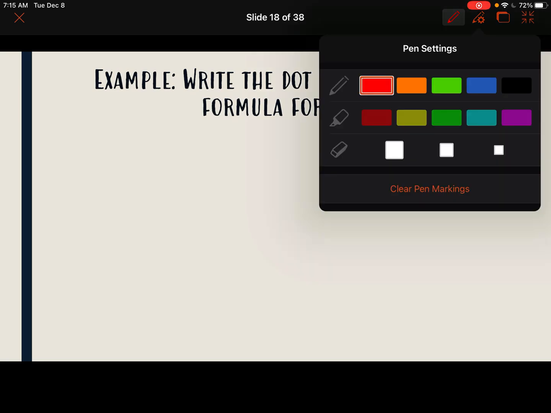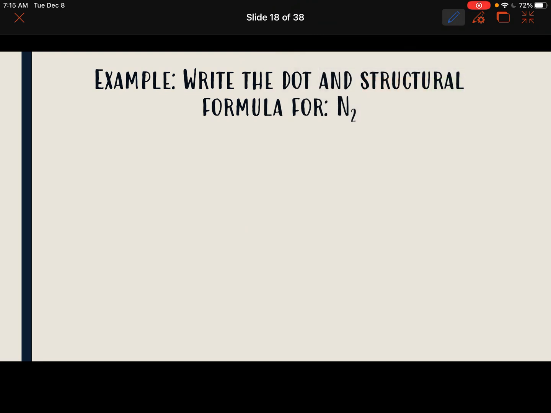Now here we have N2, so we need to determine the valence electrons and the number of bonds. Nitrogen has 5 valence electrons, and so it needs to make 3 bonds to get 8. So again, if you're not sure, you take the number of valence electrons and subtract that from 8, and that's going to give you the number of bonds.